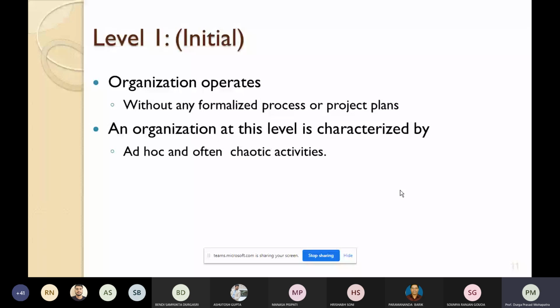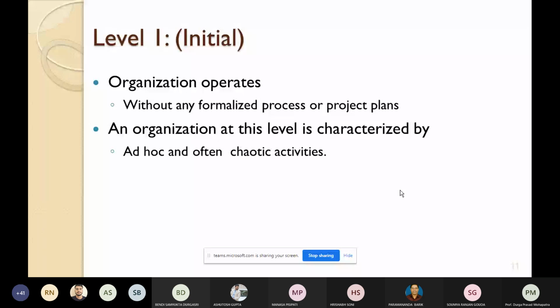In level 2, you have to follow standard consistent processes, and I have told the explanation. You have to use basic project management practices like tracking cost, schedule, and functionality. You have to use size and cost estimation techniques such as function point analysis, COCOMO, etc. So those things become the KPA for level 2. If at level 1 you can follow these things, use basic project management practices and use the size and cost estimation techniques, then easily you can go to level 2. So these become the KPA for level 2. That's what I want to say here.